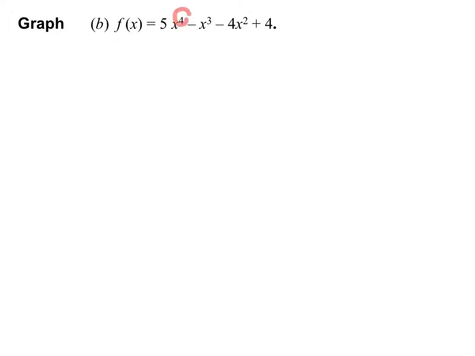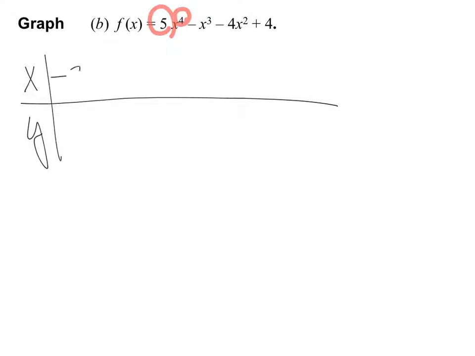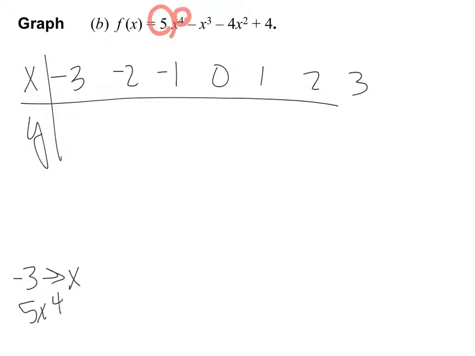This is a 4th degree positive leading coefficient. So t-table, same thing. I'm going -3, -2, -1, 0. And I can store -3 for x, and just type in the equation as I see it, and it's super easy to spit out the values.